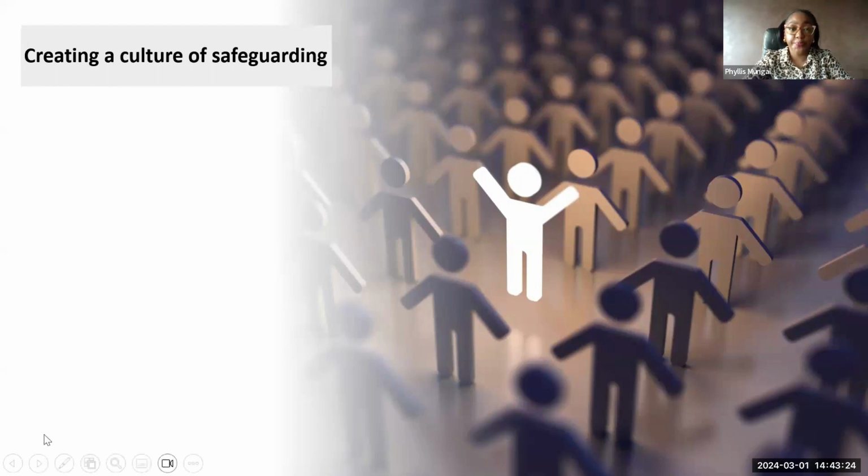Yeah, over. Any other question? Okay. There's another question. What is the standard qualification or qualities for a safeguarding officer?